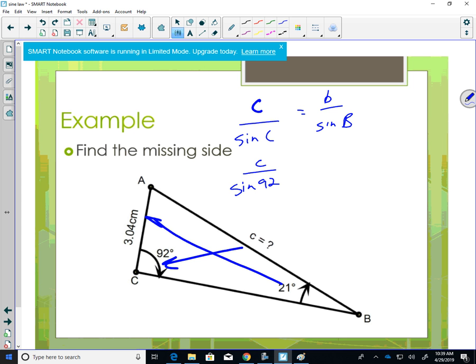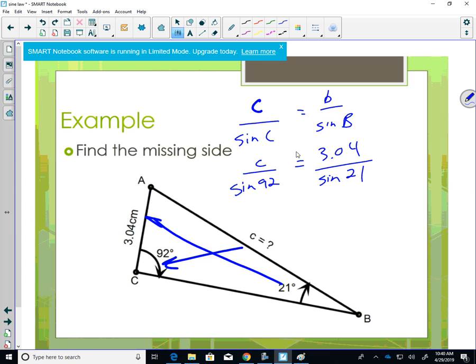Okay, so c over sine 92 is equal to... Am I still recording? Okay, so little b is how much? It's 3.04 right there. Little b, right? We've got sides on top. The angle is always going to be accompanied with sine. So sine of 21. Now, in my world, I would give you a mark for setting up, and I'm pretty sure they would give you a setup mark on the exam as well.